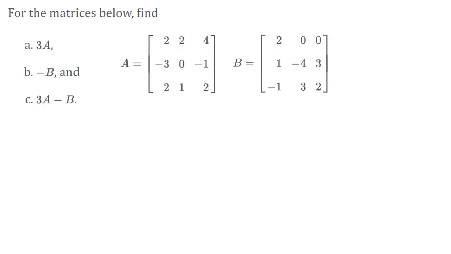So let's look at this. For the matrices below, find 3 times A. Let's do that one first. So 3 times A just means that we have 3, and then here's my matrix A. So 3 is called your scalar.